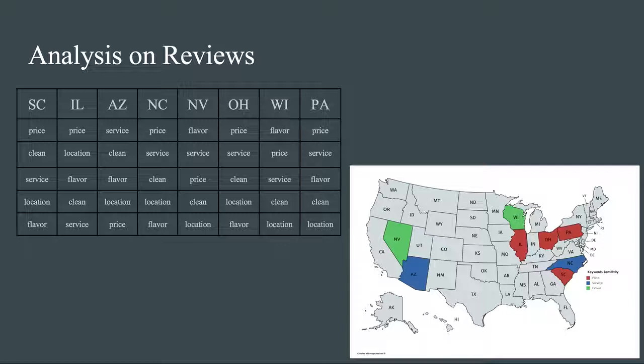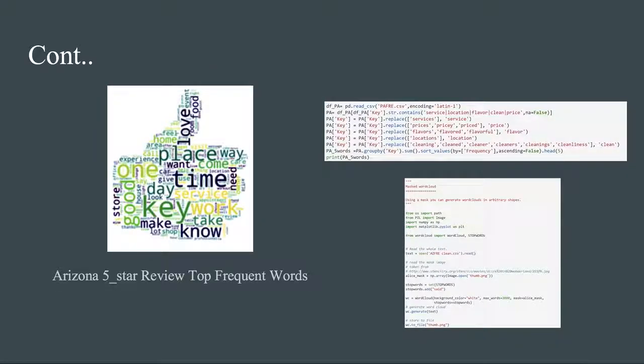We did a frequency ranking for these words. Among the 8 states that we conducted our analysis on, each state has its own most valued factor, as you can see from the map. South Carolina, Illinois, North Carolina, Ohio and Pennsylvania users are most sensitive to price. Nevada and Wisconsin users are more sensitive to flavors, and Arizona users are more sensitive to service. We also did a word cloud for the most frequently used words in positive reviews for each of the 8 states.